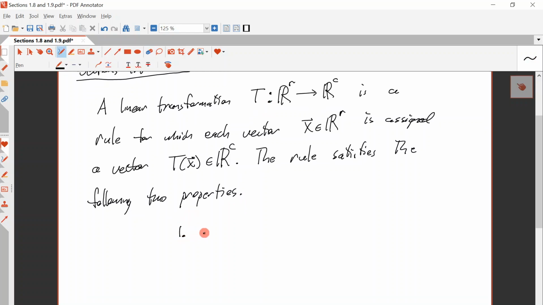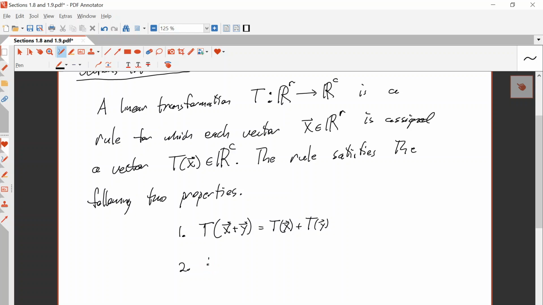Property 1 is that T of the vector x plus y is equal to T(x) plus T(y). Whenever you add vectors and then hit it by T, that's the same as hitting x and y by T and then adding them afterwards. This is adding vectors in the domain, and this is adding vectors in the range. It doesn't matter where you do it.